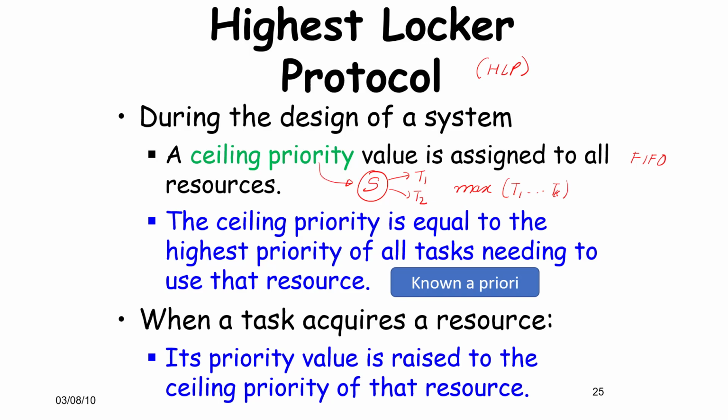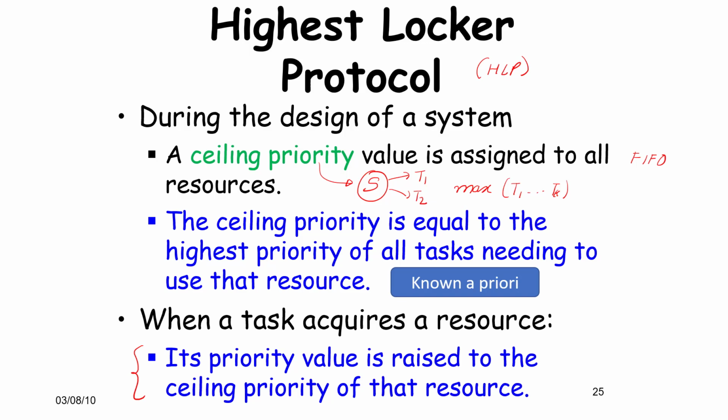So the ceiling priority of a resource is equal to the highest priority of all the tasks that are expected to use that resource. They may not use it in every run, but they are at least expected to use it sometime in some run. And this is known a priori. So here is the key, it's just a one line protocol. When a task acquires a resource, its priority value is raised to the ceiling priority of that resource. As simple as that.